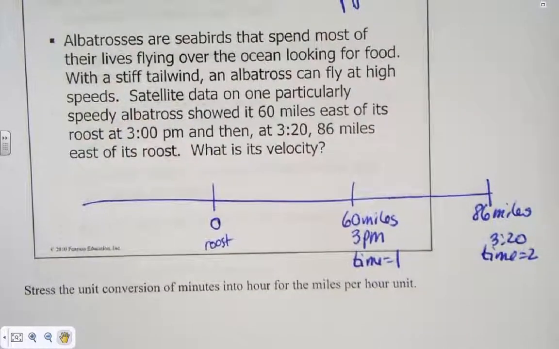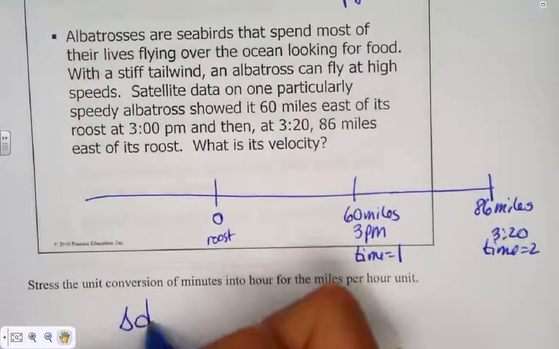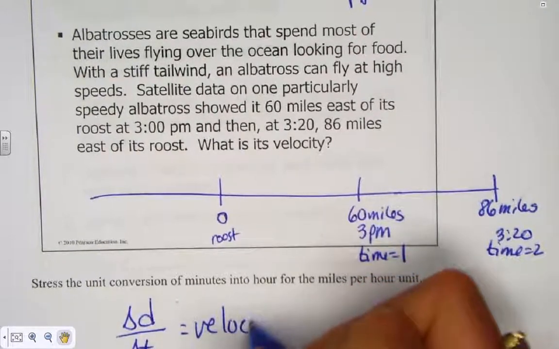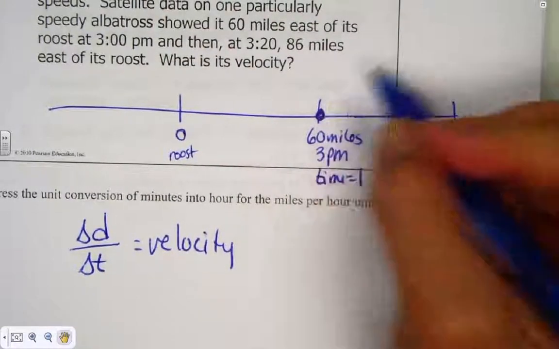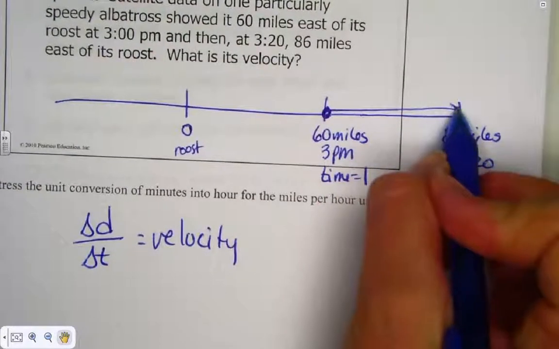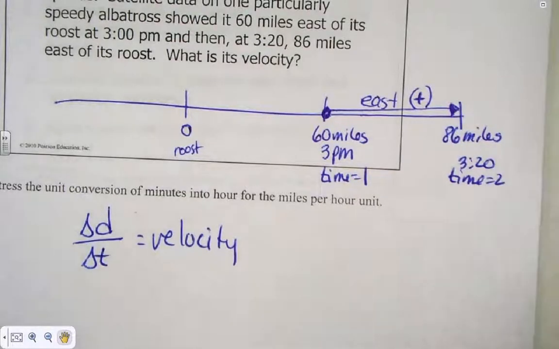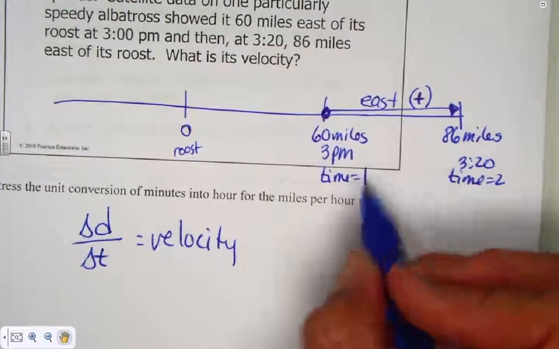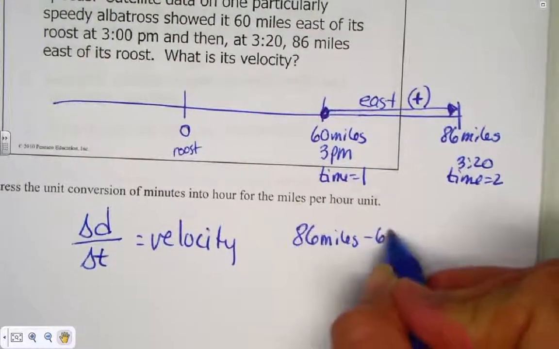What is its velocity? Velocity, we know, the change in distance over the change in time as a vector quantity. We can clearly see that the vector quantity here, from the point of the first sighting to the point of the second sighting, is heading east. It will have a positive value. So just thinking that it's heading on the positive side of the number line, we know that the velocity ends with a positive magnitude. Change in distance can be found by just a simple subtraction, 86 miles and 60 miles.